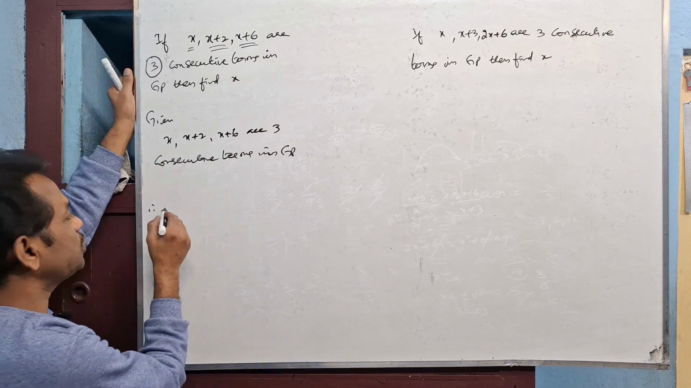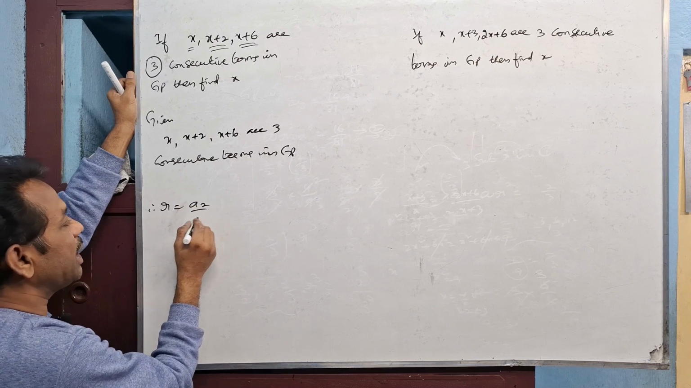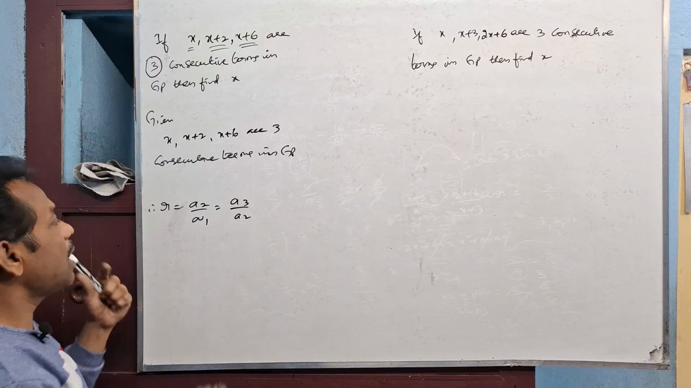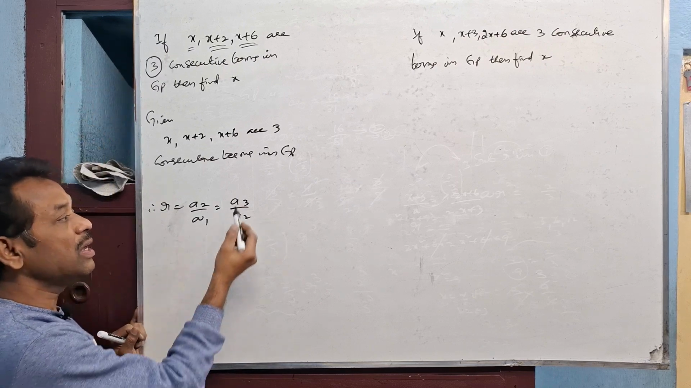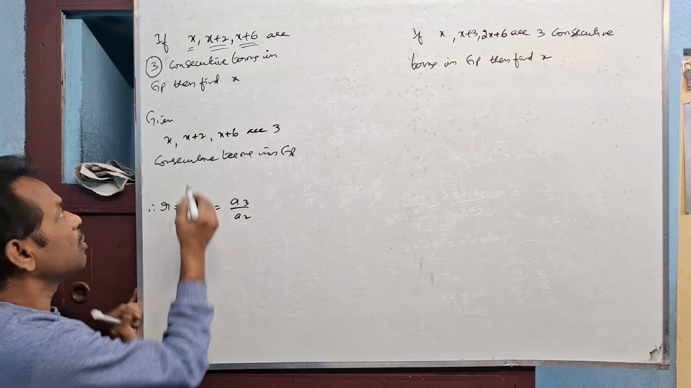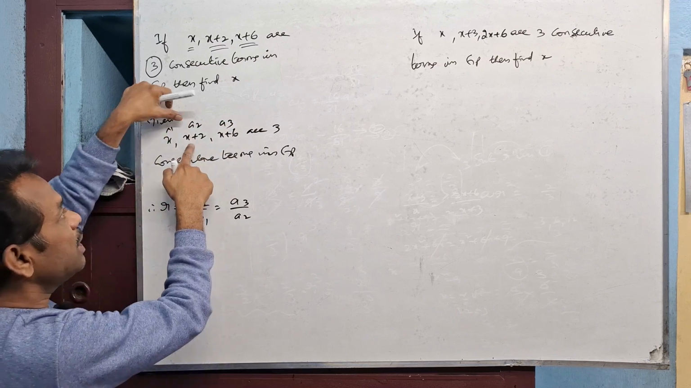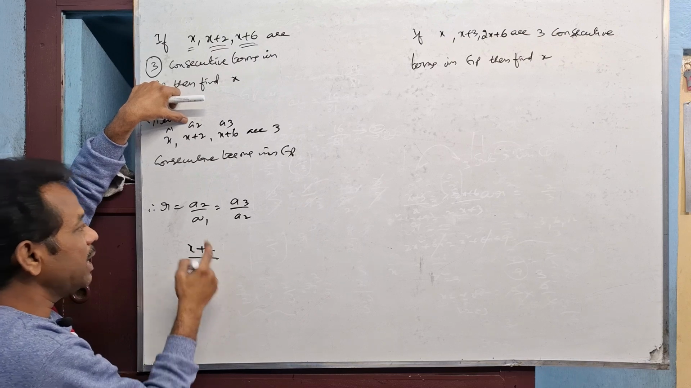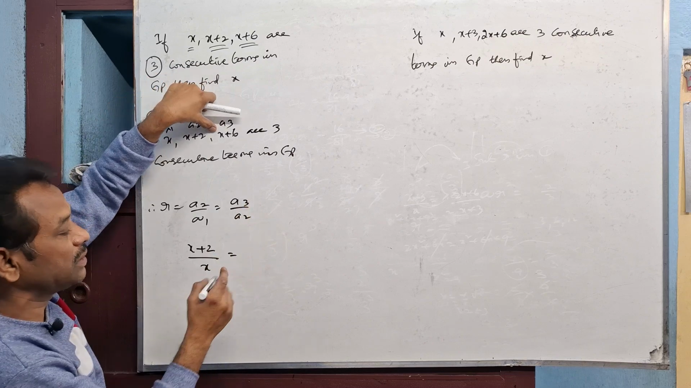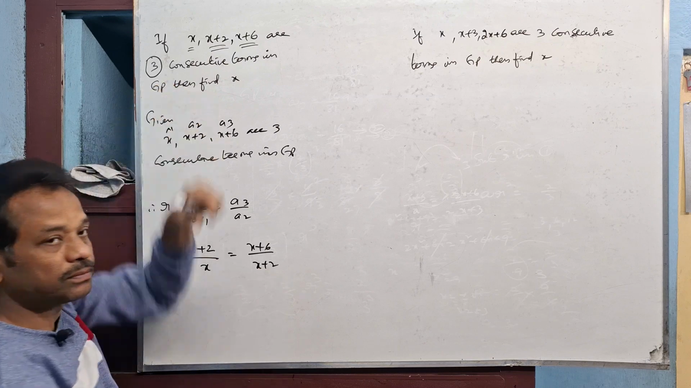How to find the common ratio? The formula is r equal to a2 by a1 or a3 by a2. So to find the common ratio, either you can divide a2 by a1 or a3 by a2. The common ratio is same throughout the series in GP. Now here, this is a1, this is a2 and this is a3. So what is a2 here? x plus 2, by the value of a1, which is x, equal to a3, the third term, x plus 6, divided by the second term, x plus 2.